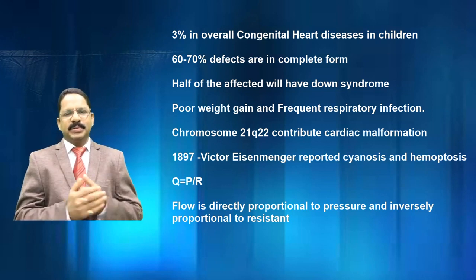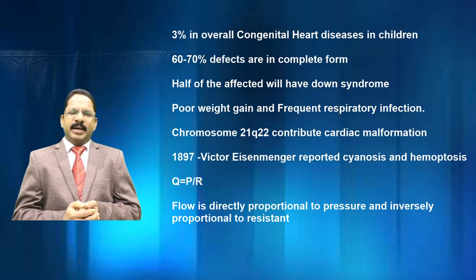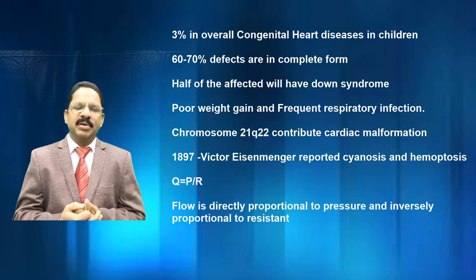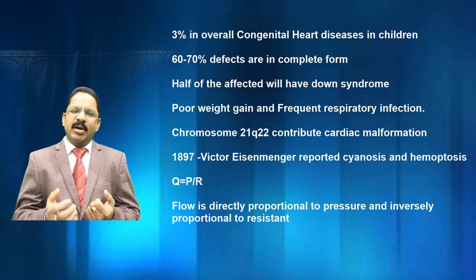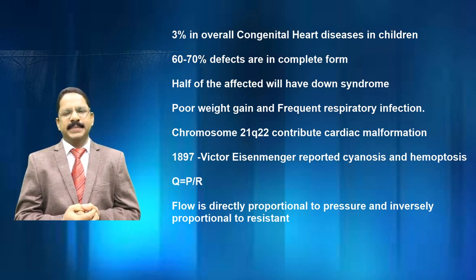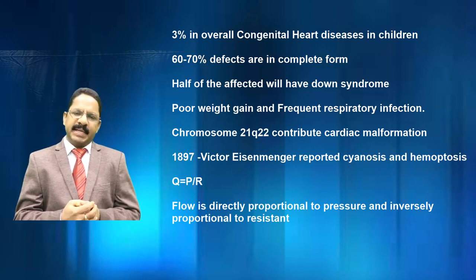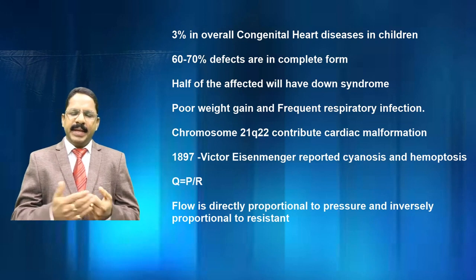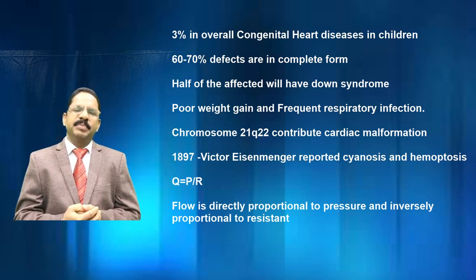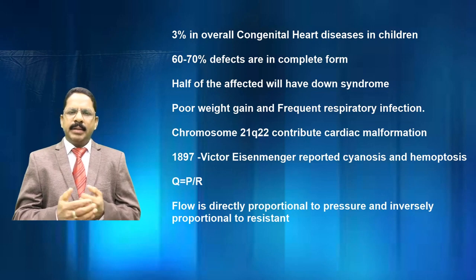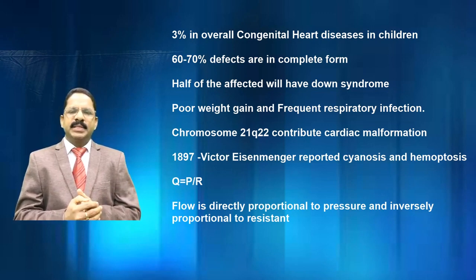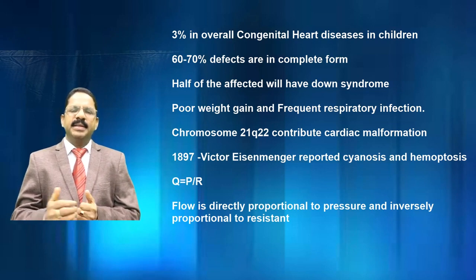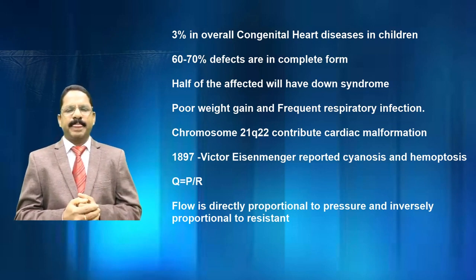Before going to this session, I want to give a brief introduction about congenital heart disease. Congenital heart disease is very common. Atrial septal defect is very common in congenital heart disease. Atrial secundum defect is common, and next is atrial septal primum defect. Congenital heart disease is divided into two types: cyanotic congenital heart disease and acyanotic congenital heart disease.